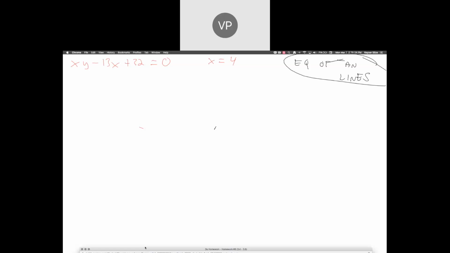So first step, it doesn't matter which one you do first. In order to get an equation, we need a point and we need a slope. So let's just go ahead and plug in the 4 right here and see what we get. This is again going to give us the coordinates here. So we get 4y minus 13 times 4 plus 32 equals 0. 4y minus 52 plus 32 equals 0. 4y minus 20, so 4y equals 20. And it looks like y equals 5. So it appears we only have 1 point, 4, 5.